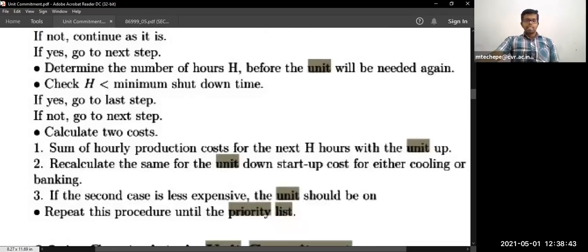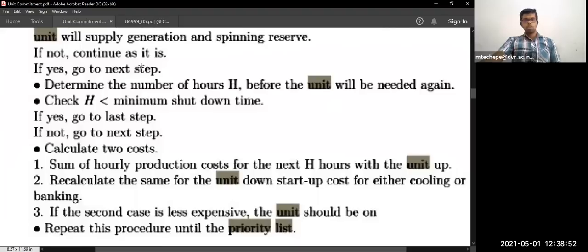Okay, so next, determine the number of hours, capital H, before the unit will be needed again. That is the next step.